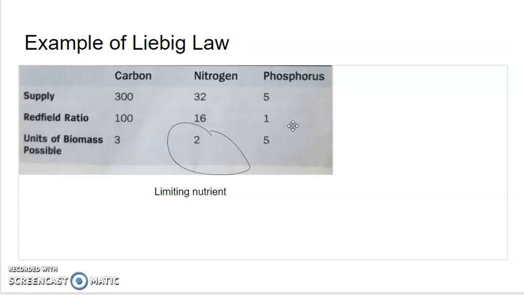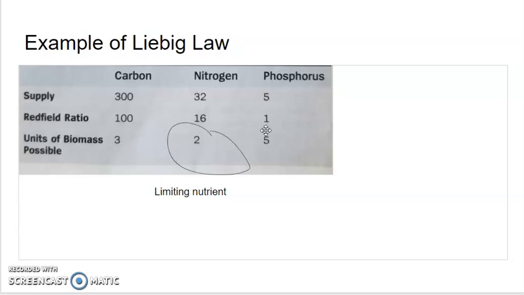Suppose that you are giving 300 units of carbon supply, 32 units of nitrogen supply, and 5 units of phosphorus supply. So how many units of biomass can the plant build based on these nutrients? Based on carbon, it is 3 times what it needs, right? The nitrogen is 2 times what it needs, and phosphorus is 5 times what it needs.